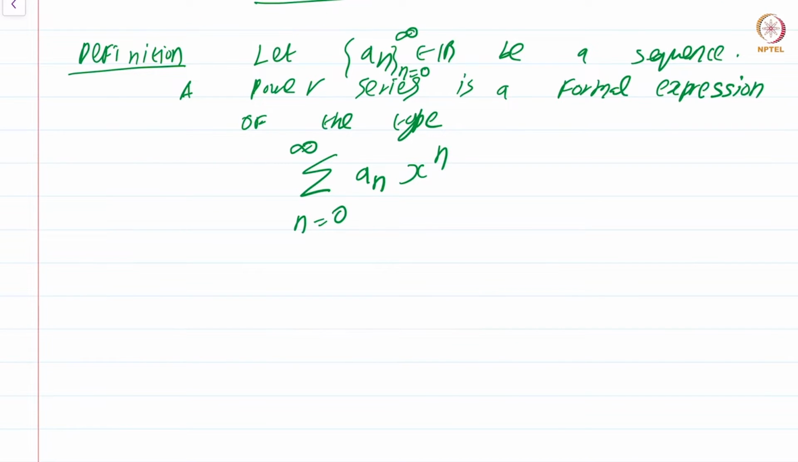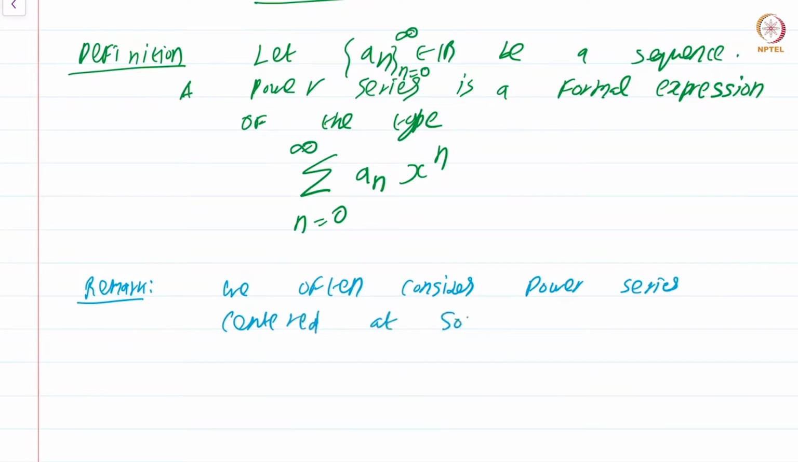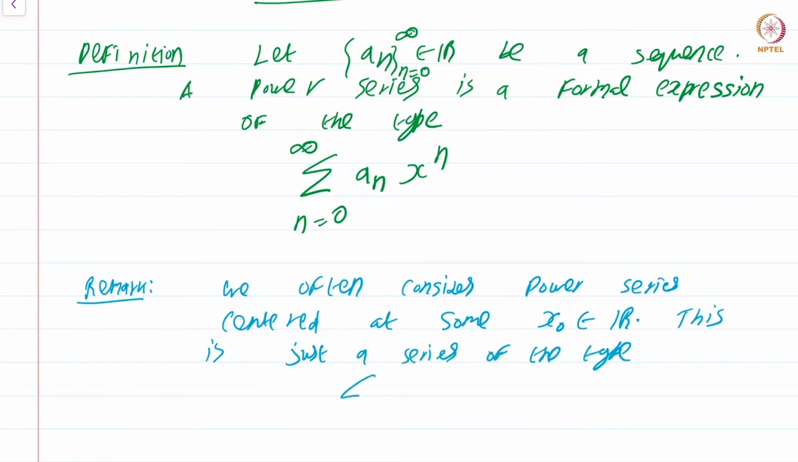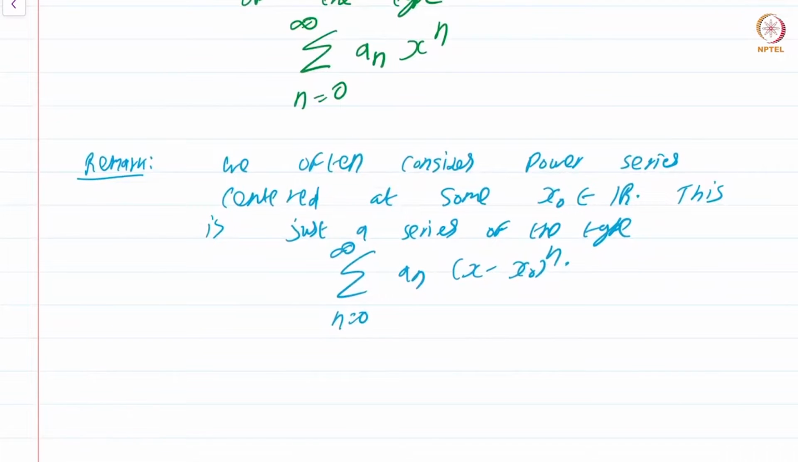Okay, so let me just make a remark. We often consider power series centered at some x_0 in R. This is just a series of the type summation n equals 0 to infinity a_n (x minus x_0)^n. However, the original definition of power series that we have given, and the theory that we will develop to study such series, is more than sufficient to deal with these more general series centered at some point x_0. It's simpler to study just when the center is the origin, and the theory in the general case is straightforward to generalize. So for simplicity, I will just concentrate on series of this type.